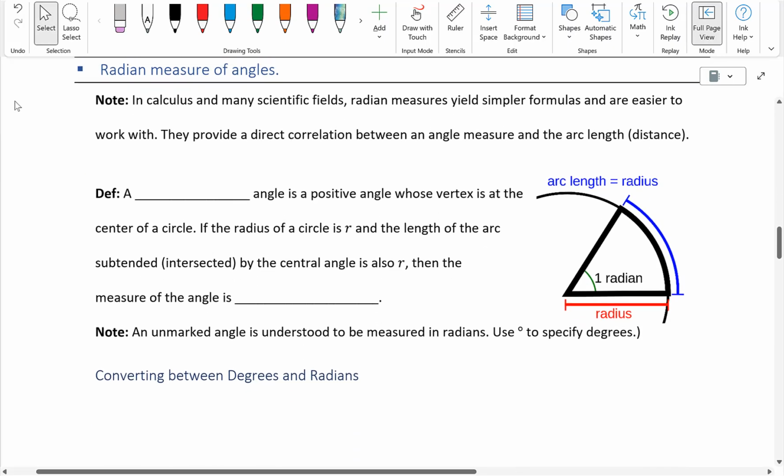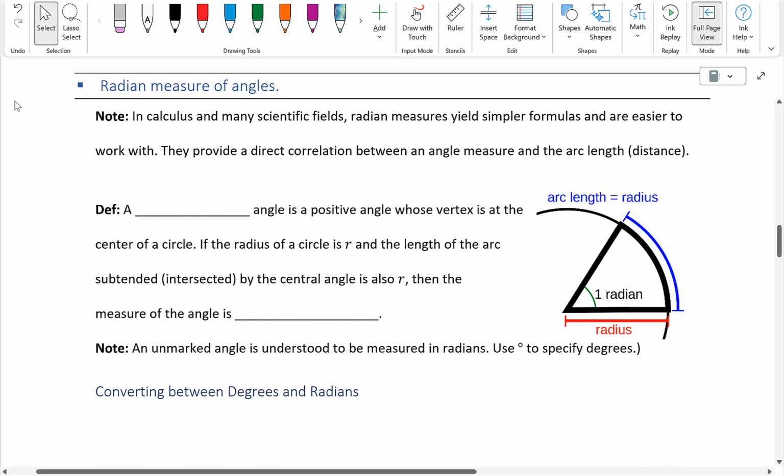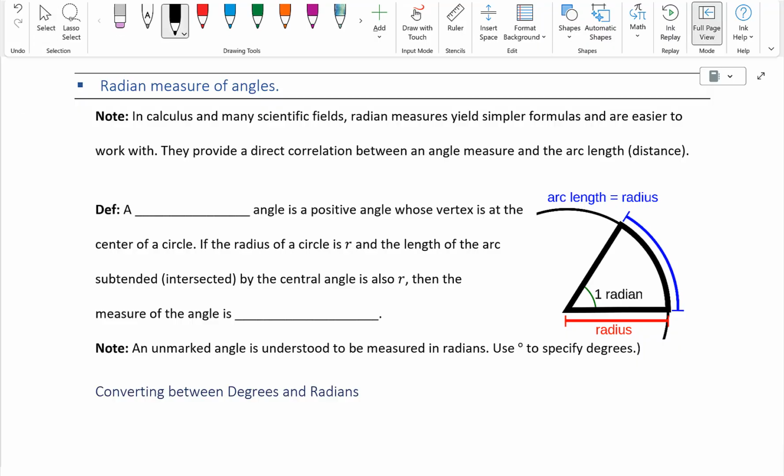All right, we'll do a lot more work with radian measures, so that's our next step here. Note, in calculus and many scientific fields, radian measures yield simpler formulas and are easier to work with. They provide a direct correlation between an angle measure and the arc length, a distance.